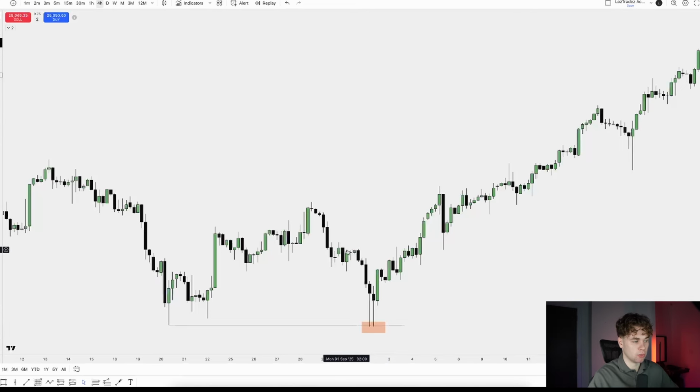What do retail do below old lows? Retail goes short. So when we take out these equal lows here, retail are shorting this. Where are their stop losses? At the high over here. So we know retail are going short with their stop losses up here.